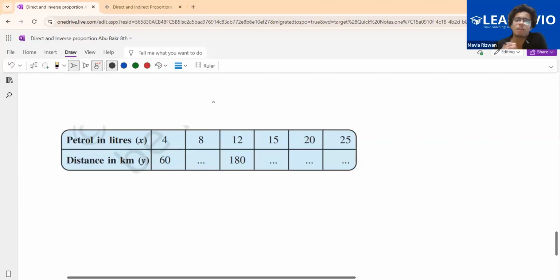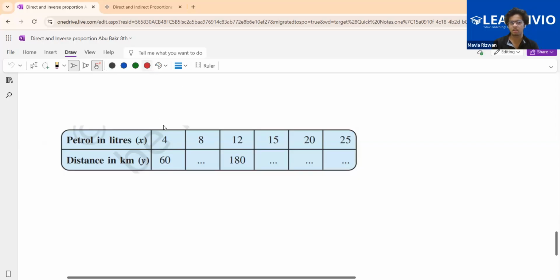Now, Abubakar, first of all, we have to identify. In the question it won't be given whether it is a direct proportion or an inverse proportion. We have to identify. Abubakar, if I add more petrol to my car, the car would be able to cover more distance, right? Yes, sir. So this is a direct proportion. Is this clear how to identify direct proportion? Okay, this is pure logic, nothing else.